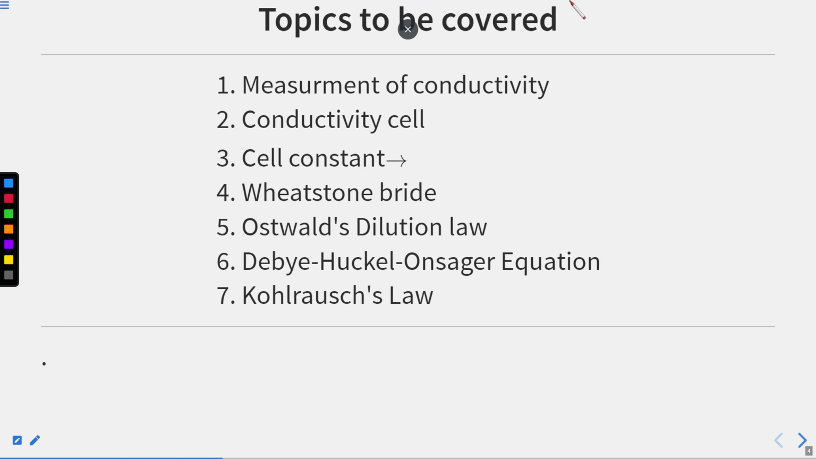Speaking of which, we have our detailed topic here. So the first one is measurement of conductivity. So we'll see how we can measure this conductivity. First of all, to observe the change, we should know how to measure it. Then only we'll be able to observe the change with variation. Then we'll see a tool which is called a conductivity cell. So this is used for the measurement of conductivity.